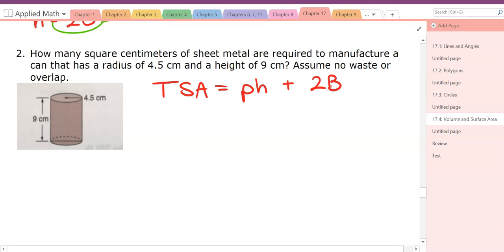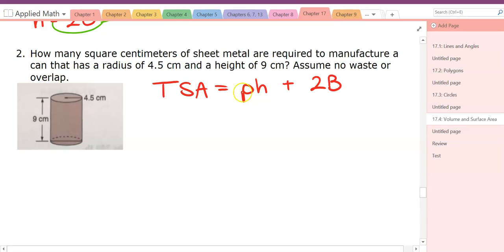Now P still refers to perimeter of the base, but what shape is a base on a cylinder? Circle. So really we're finding circumference. Okay, so for P we're finding the circumference of the circle. And then capital B refers to area of the base shape, so we're going to have to find the area of that circle as well. And then H is the height of this can. So what's the space between those two circles?